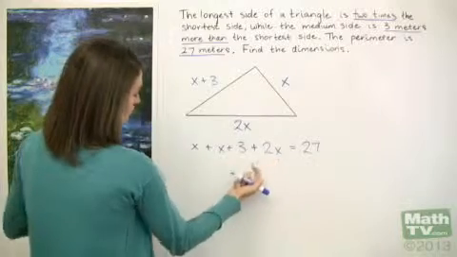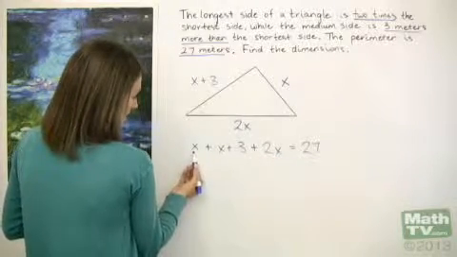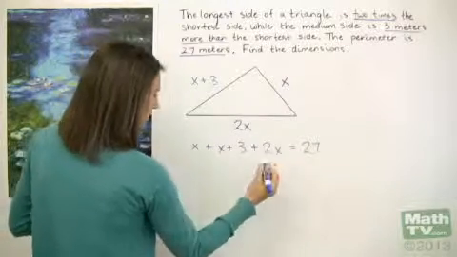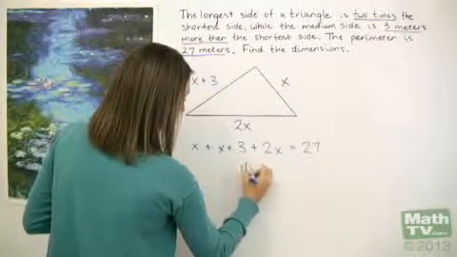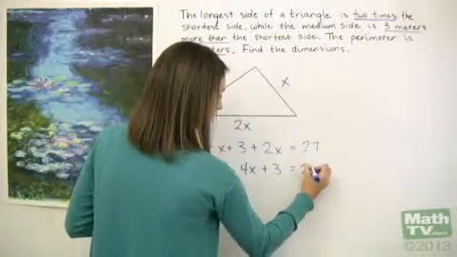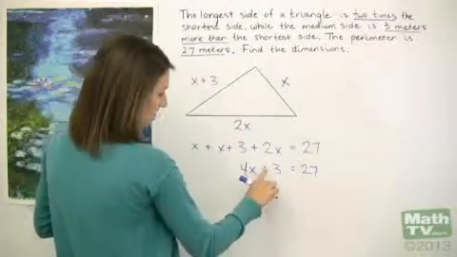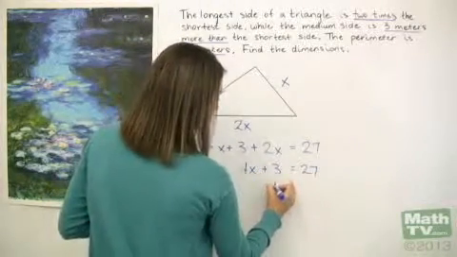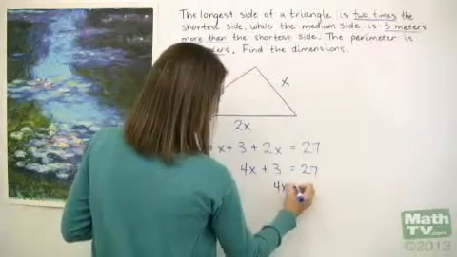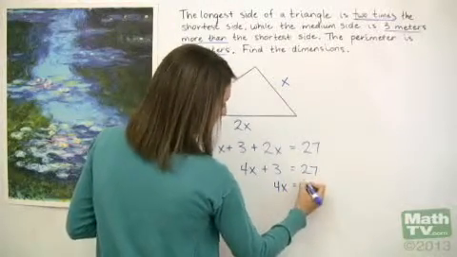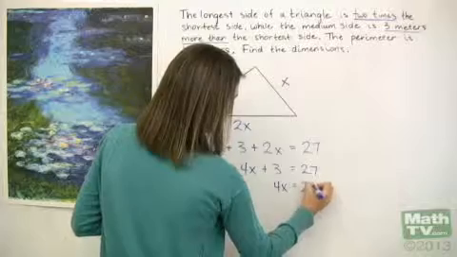So let's simplify this left side. We'll combine similar terms. So we have x plus x is 2x plus 2x over here is 4x plus 3. That's equal to 27. And then let's move our 3 over here. We're going to add -3 to both sides, which leaves 4x on this side. And then 27 plus -3, or 27 minus 3, is 24.